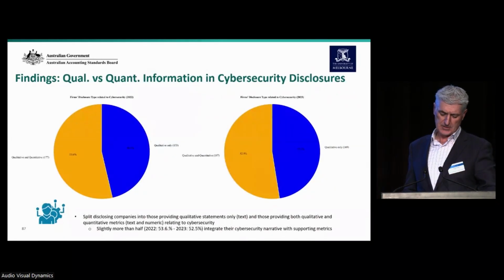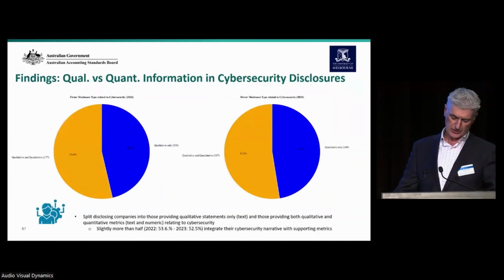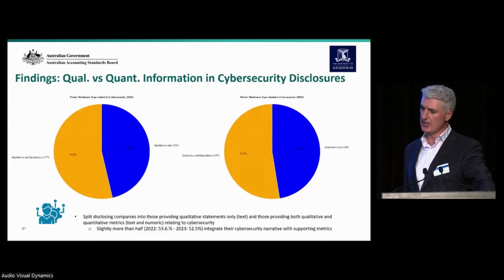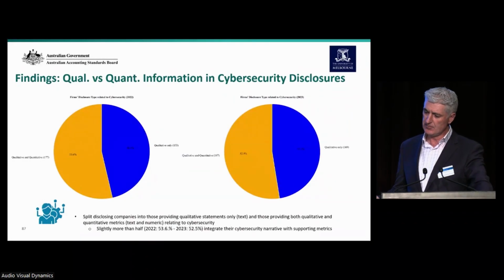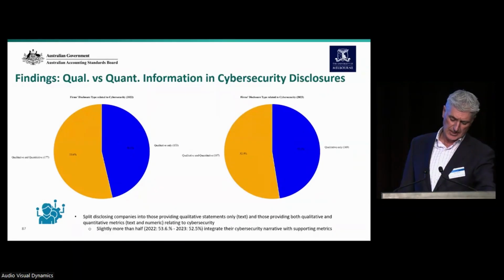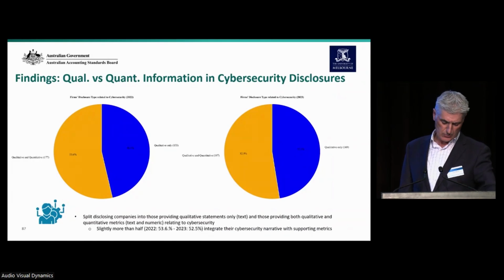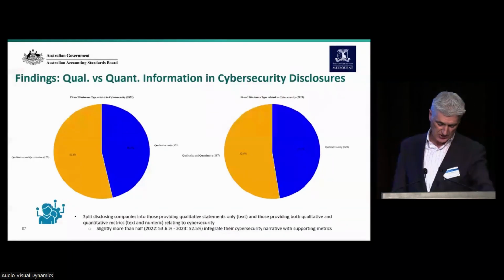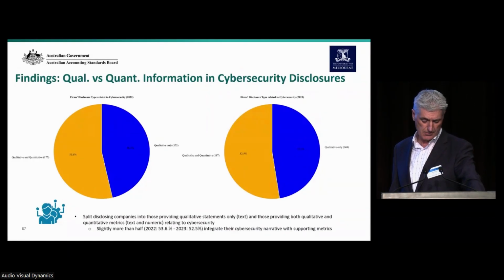We then undertake analysis where we report on the blend of qualitative and quantitative information within the cyber disclosures. And so for the disclosing companies, we split them into those that provide qualitative narratives only, which is in blue, and then also qualitative narratives supported by quantitative metrics, being numerical data. And across both years, the proportions are reasonably consistent, with slightly more than half, as shown in the orange, integrating their quantitative metrics with qualitative narratives.